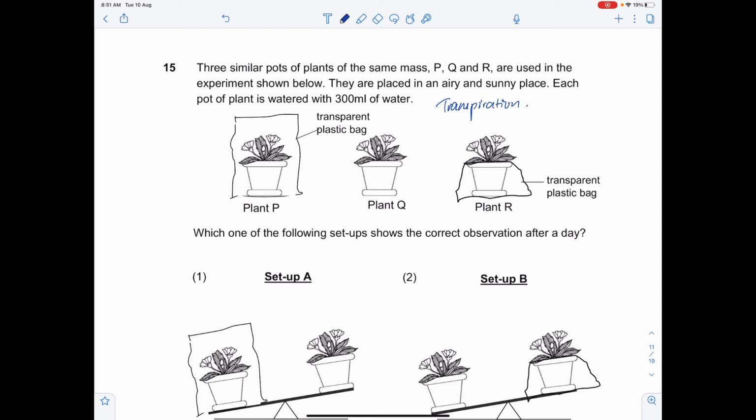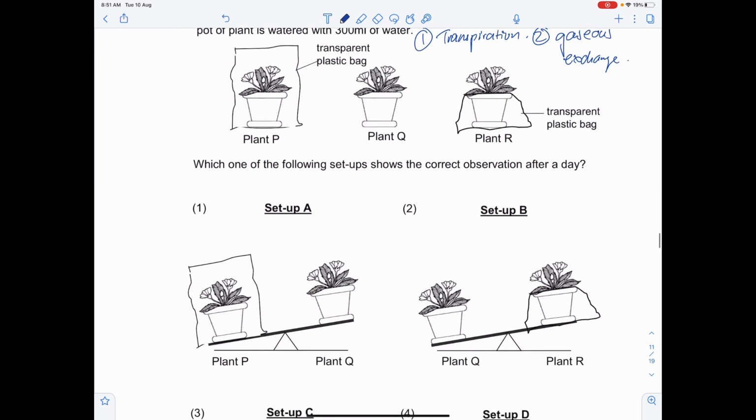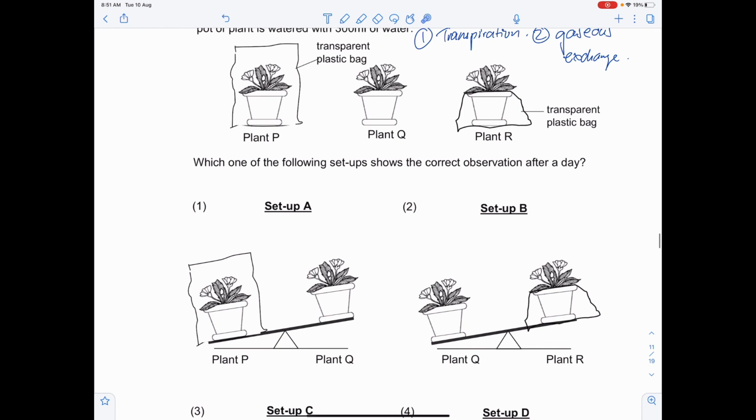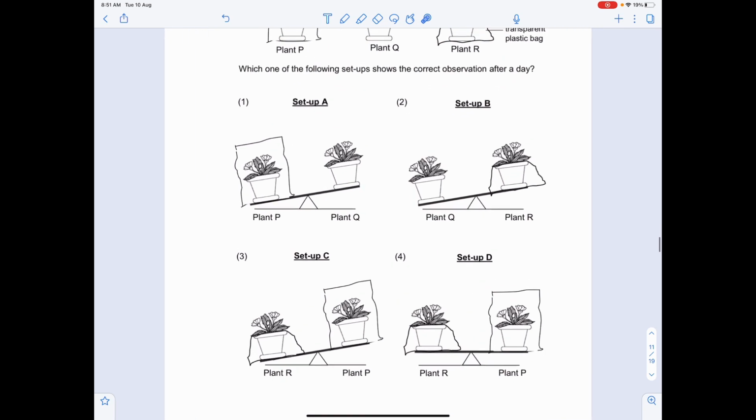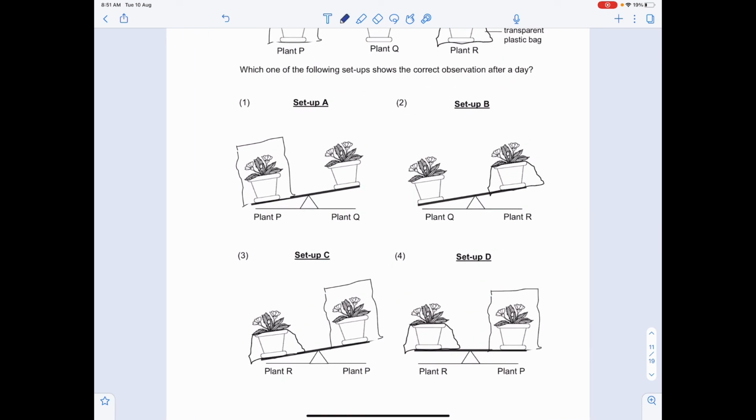Alright, so the stomata are basically tiny openings usually found on the underside of your leaves. So they serve 2 purposes. One is for transpiration. The second one is for gaseous exchange. So then they ask you, which of the following setups shows the correct observation? So right off the top, I'm going to say that the answer is actually 1.